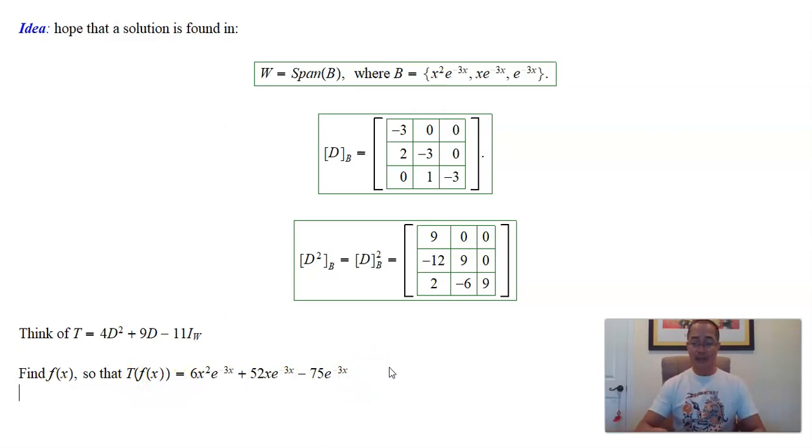Well, what did we say? If T is invertible, and of course that's a tall order, then we can apply T inverse to both sides of this equation. So T inverse of the left side has to be T inverse of the right side.